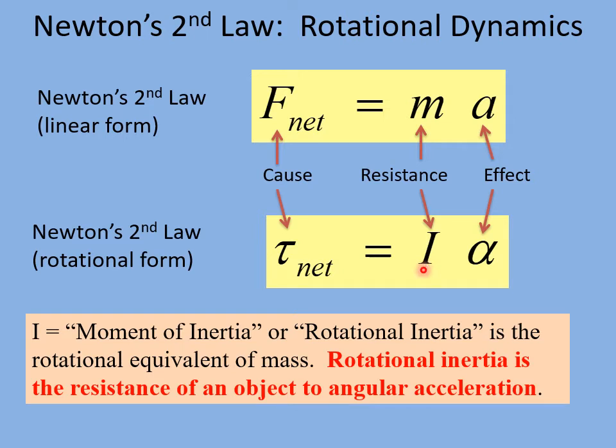What this law says is that a net torque causes an object to rotate and to accelerate in an angular fashion with an angular acceleration alpha. And furthermore, the object has rotational inertia that tends to be a resistance to this acceleration, meaning that the more rotational inertia there is, the harder it is to get the object to rotate. So rotational inertia is the resistance of an object to angular acceleration.